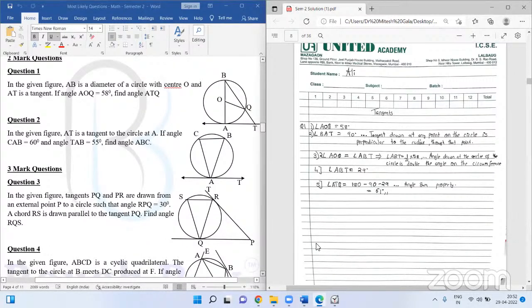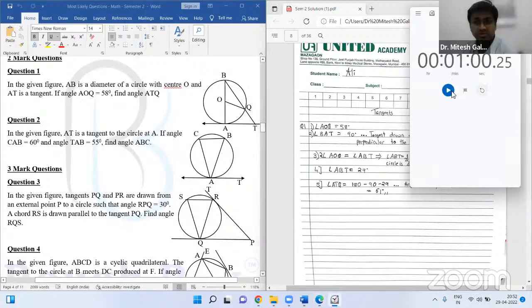Chalo. Question number 2. Go for it, everybody. These are 2-marker questions, so everyone should kill them. You should not wait. Everyone should get these 2 marks for sure.